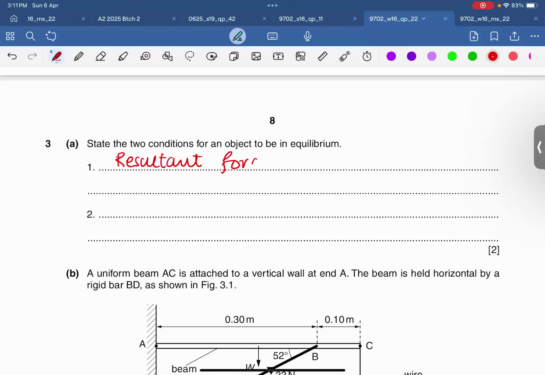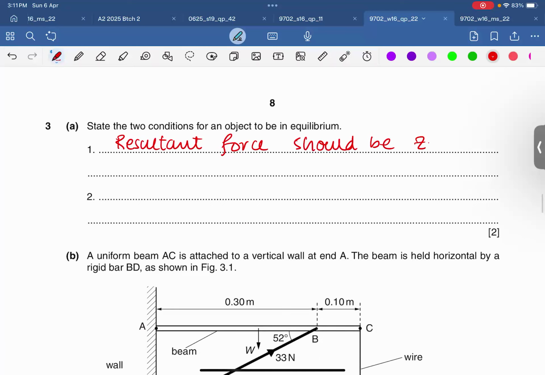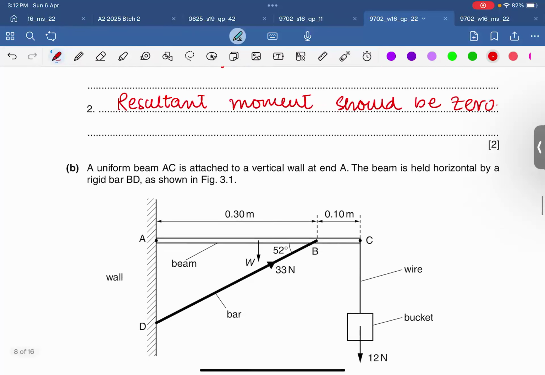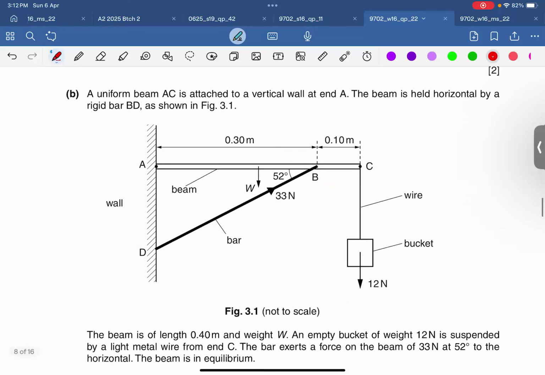Resultant force should be zero. And resultant moment should be zero. Okay. Yes. Now please move on.